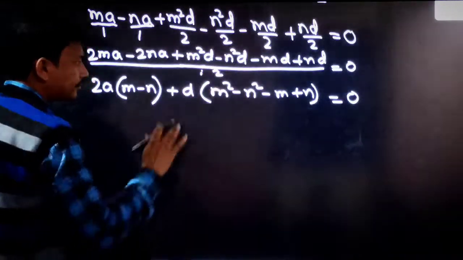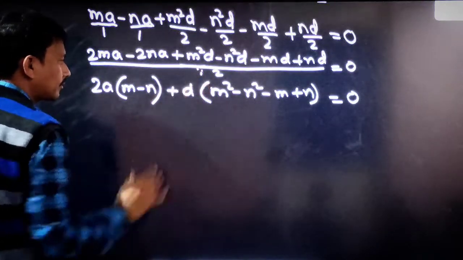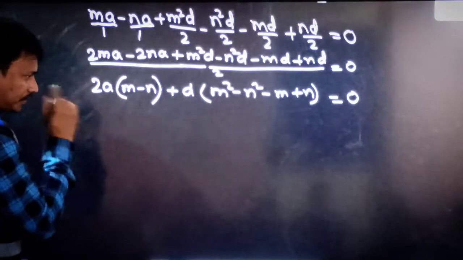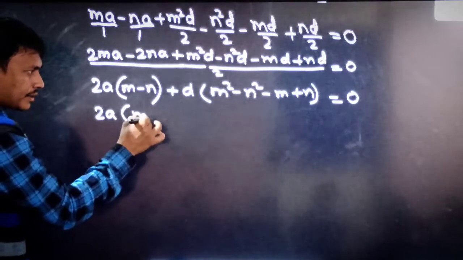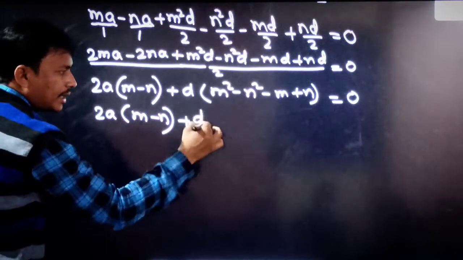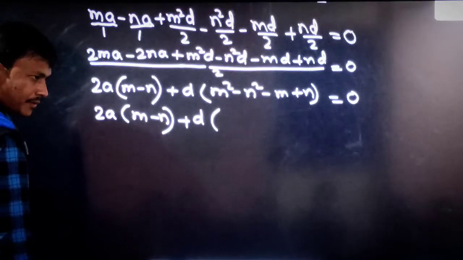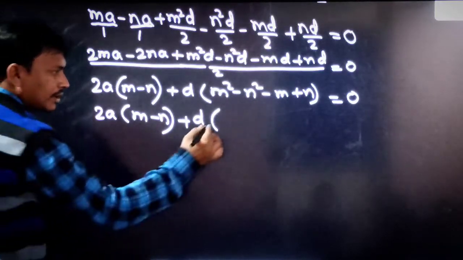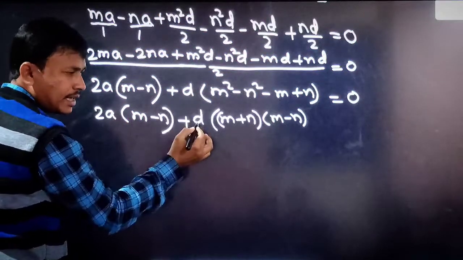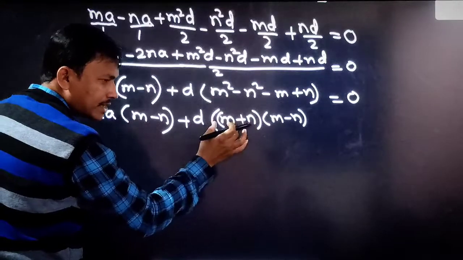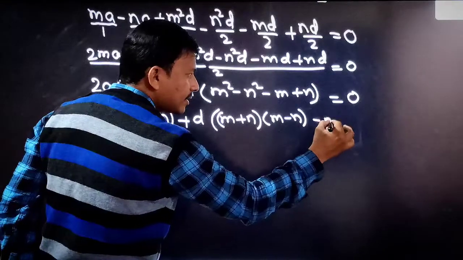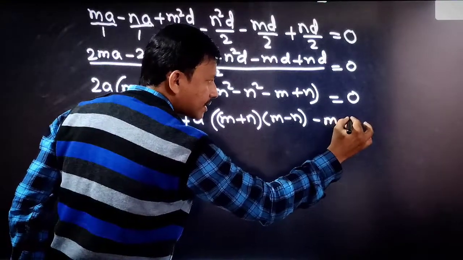Whole divided by 2. Next, 2a in bracket m minus n as it is, correct, plus d in bracket, m square minus n square can be written as m plus n into m minus n, minus m plus n.